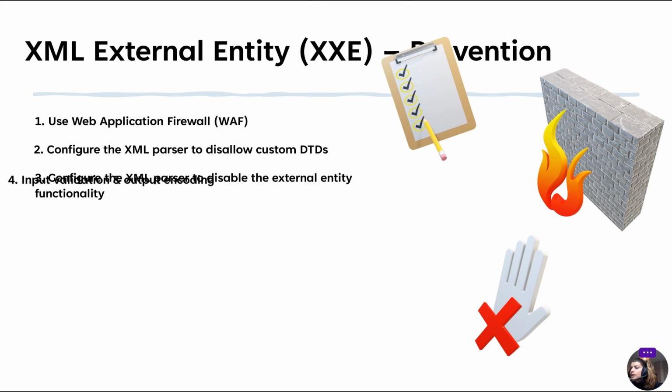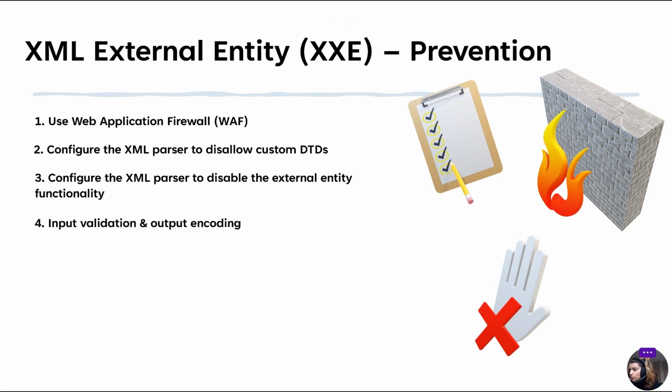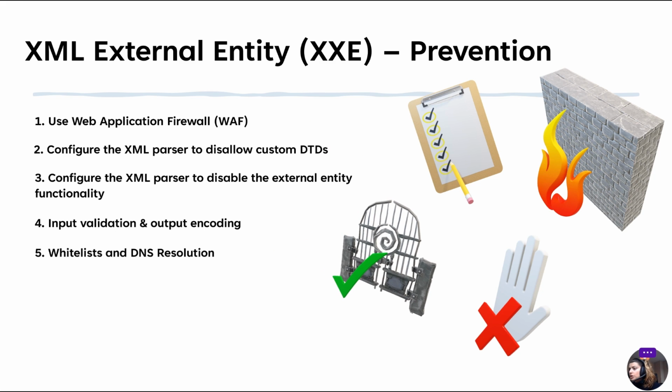The next one will be input validation and output encoding. Input validation ensures that all inputs supplied to the XML parser are well-formed and don't contain any malicious code. Output encoding ensures that any data retrieved from the XML document is properly escaped so that the browser cannot execute it. The next recommendation is whitelisting and DNS resolution. A solid approach to avoid server-side request forgery is to whitelist the IP addresses or any DNS names that your application requires access to.